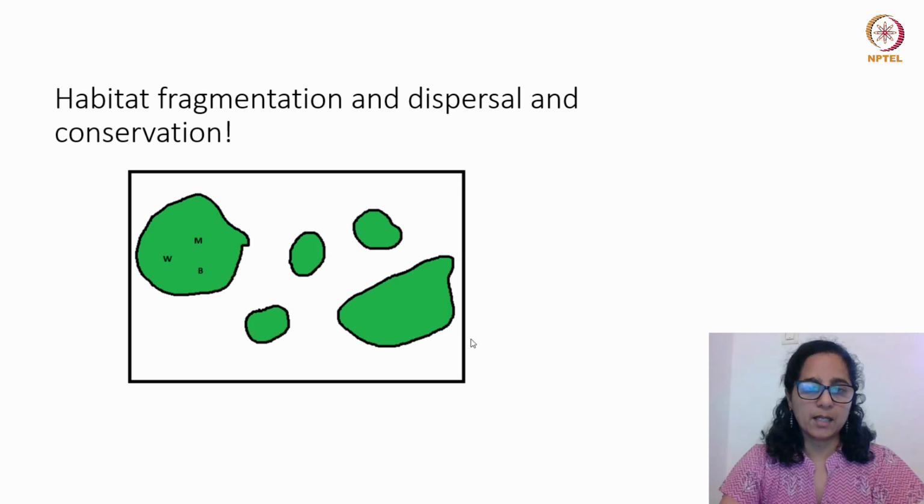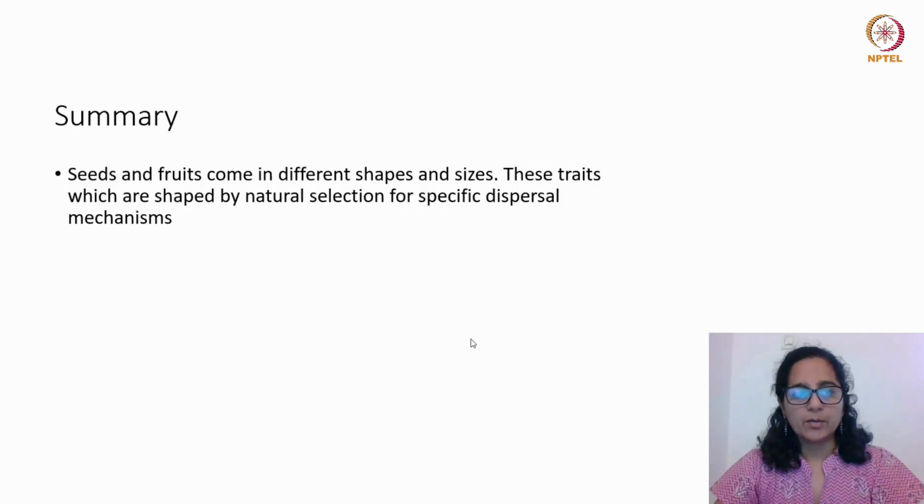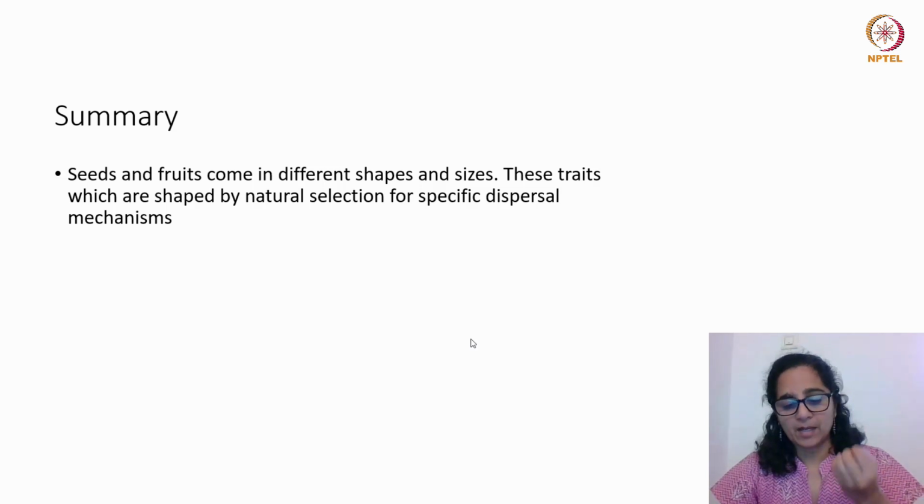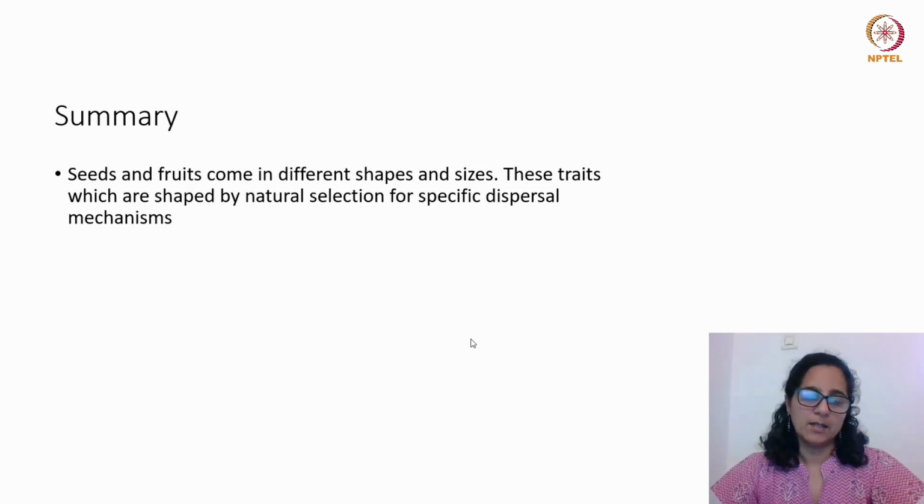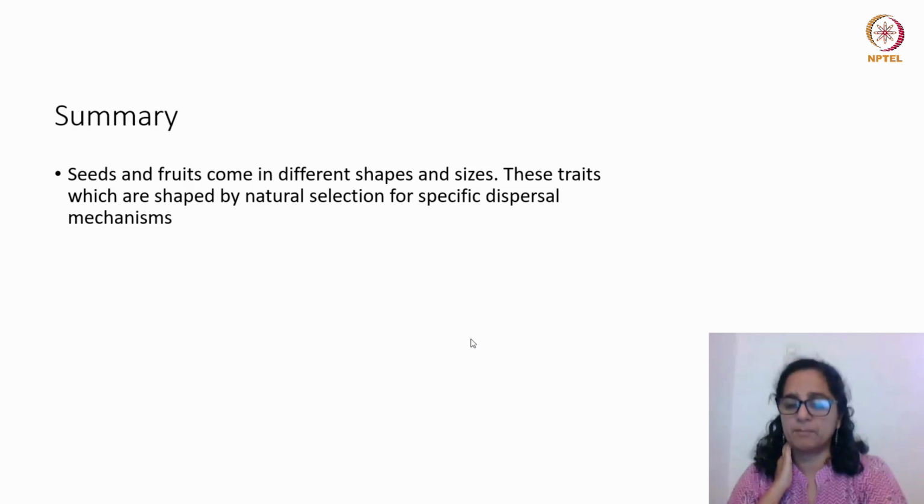So in summary, we know that seeds and fruits come in different shapes and sizes. These traits are shaped by natural selection for specific dispersal mechanisms. That means that if it is wind dispersed, it has to be carried by wind, so it is adapted for wind dispersal. Or if it is water dispersed, it is adapted for water dispersal. So natural selection has shaped them for various means of dispersal.